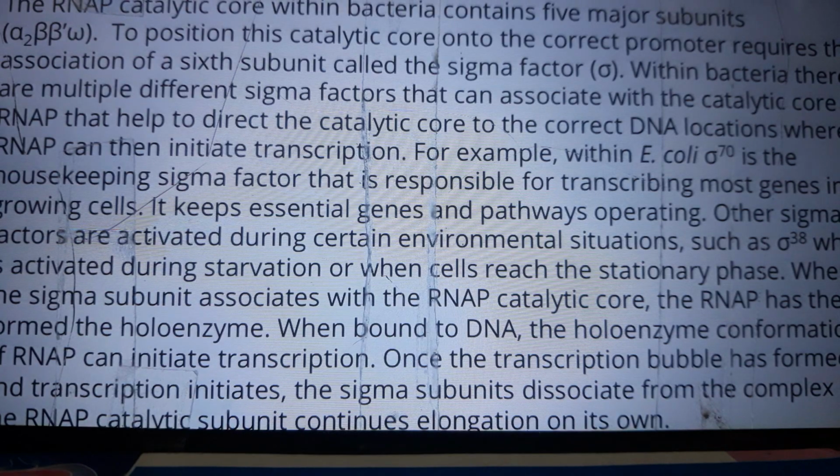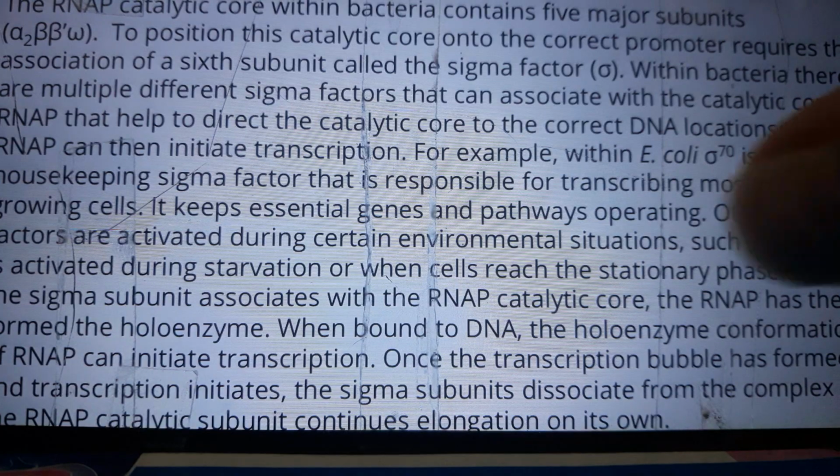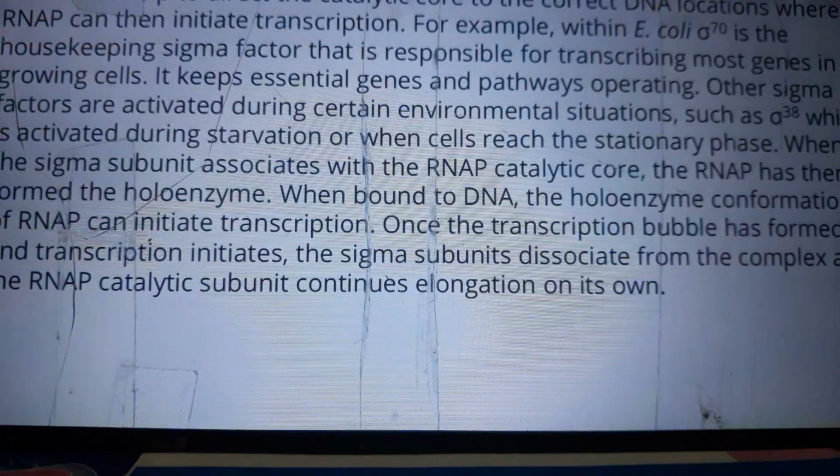For example, within E. coli, sigma 70 is the housekeeping sigma factor that is responsible for transcribing most genes in growing cells. It keeps essential genes and pathways operating. Other sigma factors are activated during certain environmental situations, such as sigma S, which is activated during starvation, or when cells reach the stationary phase.